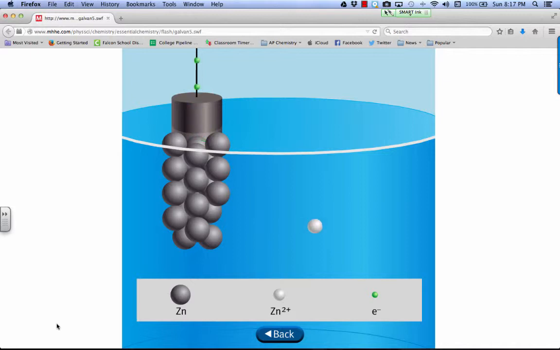At the zinc electrode, zinc atoms are losing 2 electrons, forming zinc 2+ ions, which enter the solution. The 2 electrons lost by zinc metal flow through the wire to the copper electrode. Note that only zinc 2+ ions are shown in solution. Other ions and water molecules are not shown to focus on the oxidation of zinc metal to zinc 2+.